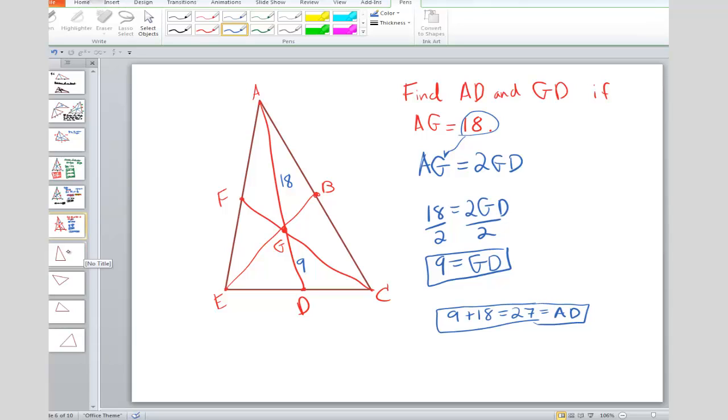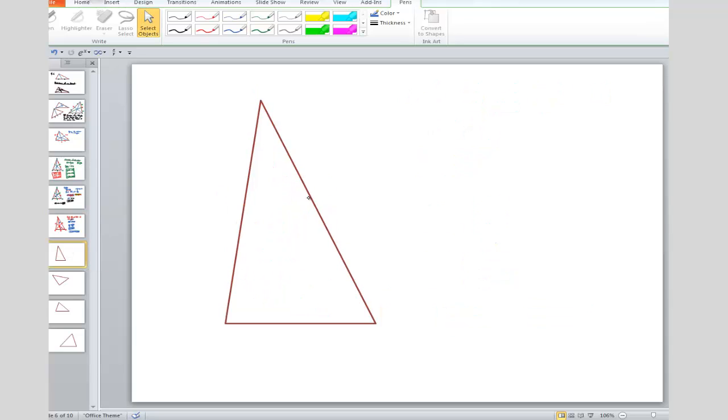Alright, let's look at one more. Let's make it green this time. Draw our medians. There we go. And let's call this, start with the letter R. R, S, T, U, V, W, and our center is X.